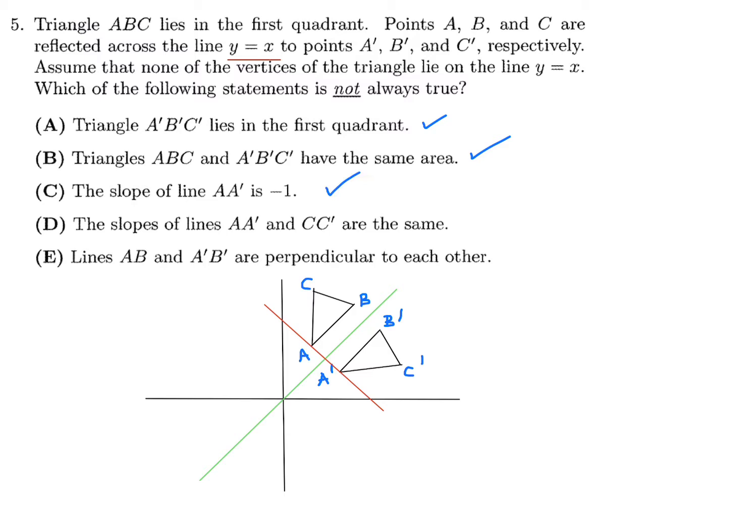The slopes of AC and A prime C prime are the same. That would be a line through there, and it looks like they're parallel. If they're parallel, the slopes would be the same. Lines AB and A prime B prime are perpendicular to each other. AB is here, and A prime B prime is here, and those are parallel, so they're not perpendicular. So we have a very clear picture of why E is not true. So number 5, the answer is E.